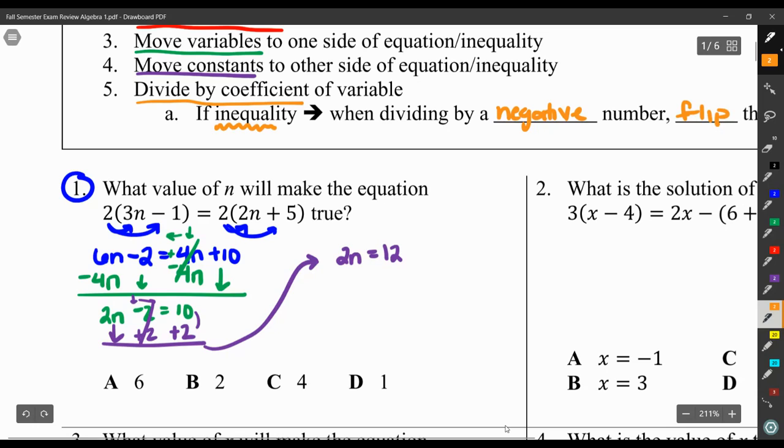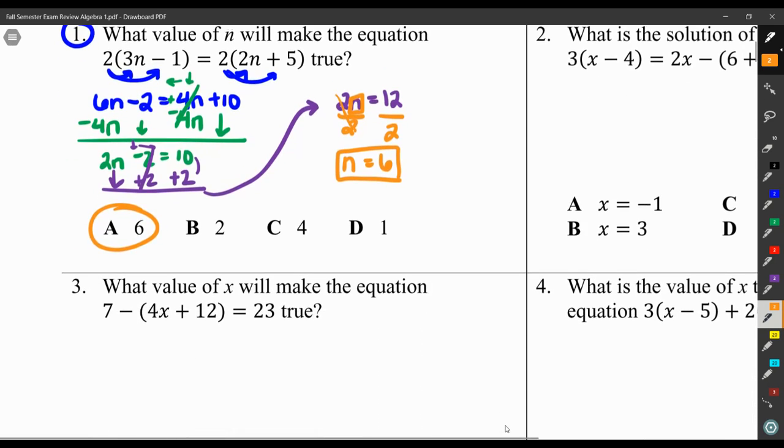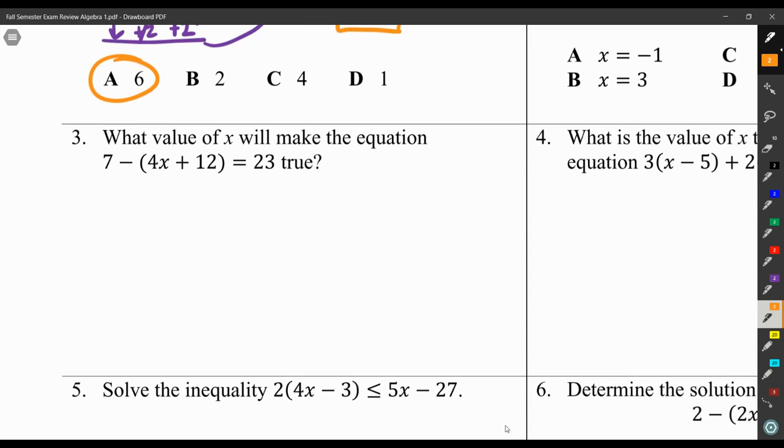And then the final step is to divide by the number in front of n because I need to get the 2 and the n split apart away from each other. So 2 over 2 makes 1, and so we get n equals 12 divided by 2 makes 6. So the solution to this equation is n equals 6. So you guys are going to try number 2 by yourself, so I'm going to move on to the next one that we're going to cover together, which is number 3.